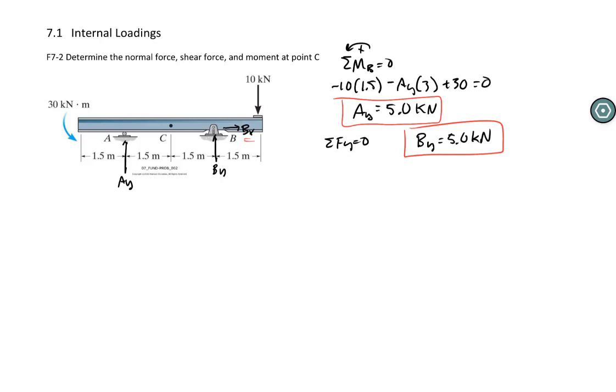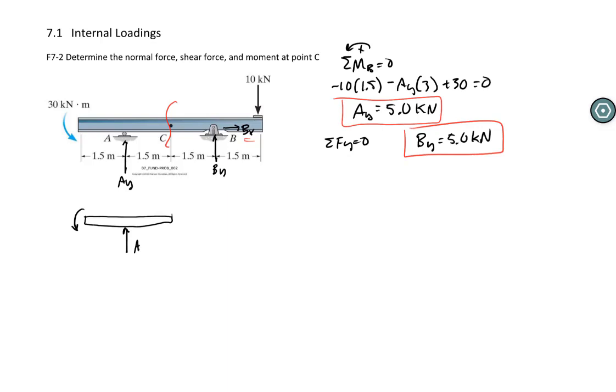All right, I want to find out what is going on at C. So what we're going to do is draw a little section. I'm going to use the method of sections and draw a section right there. And then we're going to separate out the left side from the right side. So let's draw the free body diagram here of the left side. It's got an AY going up. Got a couple over there.